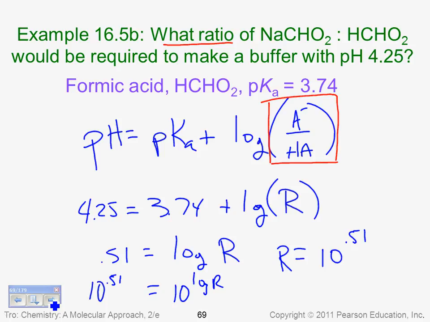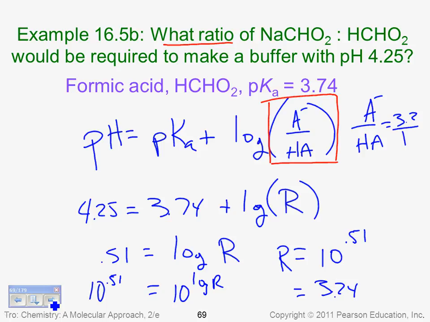Let's turn that into a sweet number. Did you do that? How much? 3.24? So what that tells me is I need the ratio of A minus to HA to be 3.2, and the nice simple thing would be to 1.